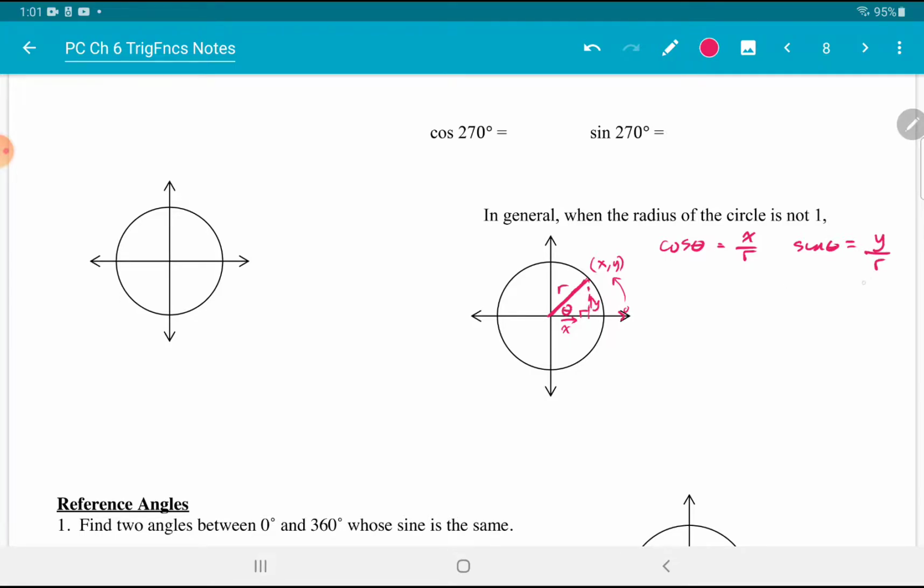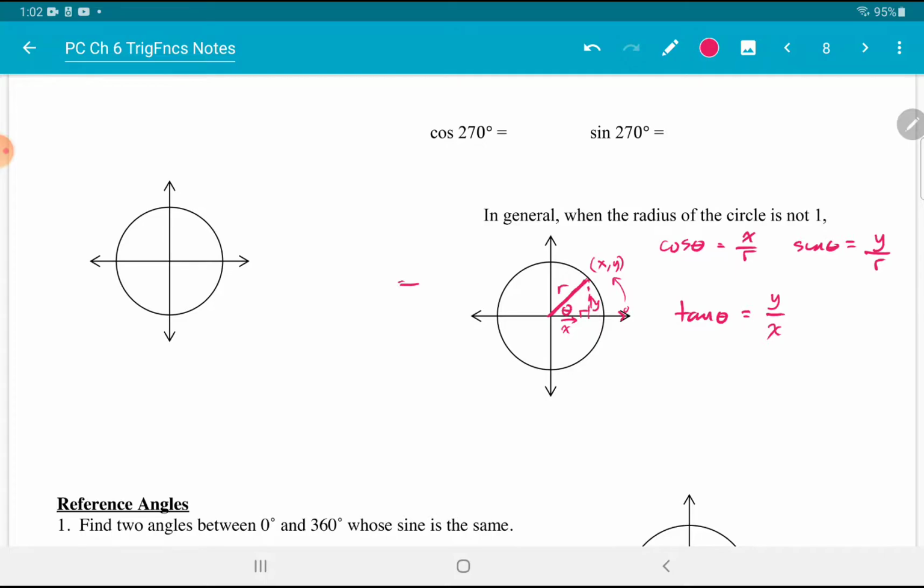Notice that the only difference here between this circle and the unit circle is that we don't have a denominator of 1 anymore. It's a denominator of r, and that value could change. And then our last trig ratio, if we want to find tangent of theta, then tangent of theta is opposite over adjacent, which is going to be y over x.